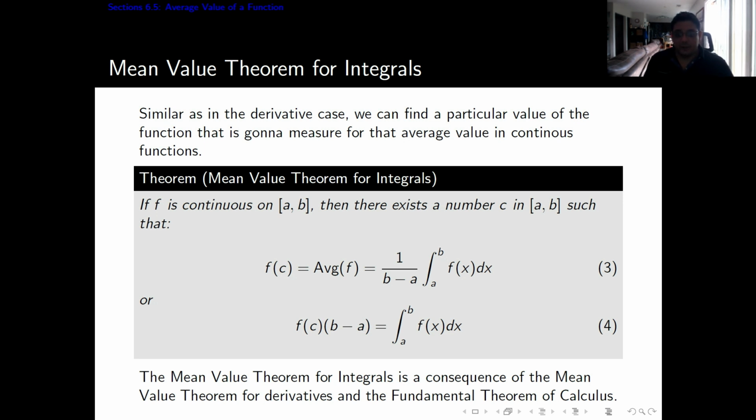All right, so this concludes our content for Calculus 1. Make sure to take a look at the practice exercises so you can see a little bit more of how we use this type of theorem in practice.